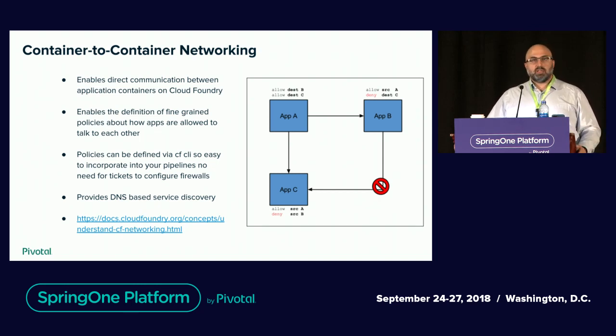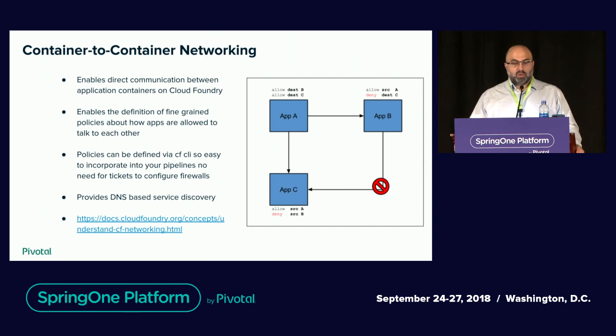If you have a software-defined network like NSX, it will actually get translated into rules in the NSX distributed firewall, as an example. It also provides DNS-based discovery. So what that means, when you CF push your applications, there's an apps.internal domain. So you can find out, if you want to call B, you can say b.apps.internal for the URL of the application.